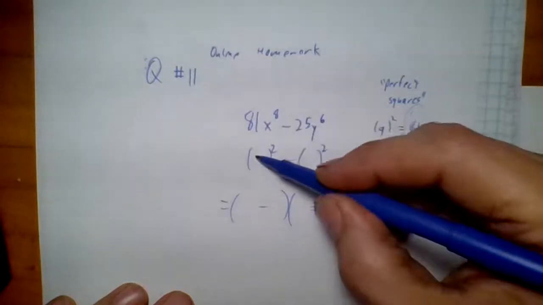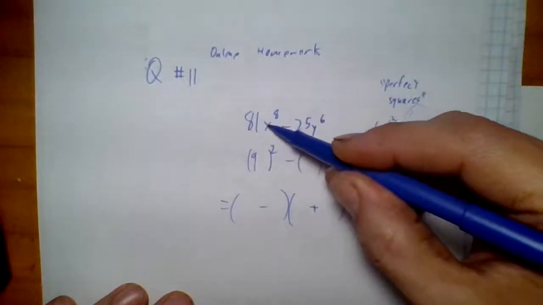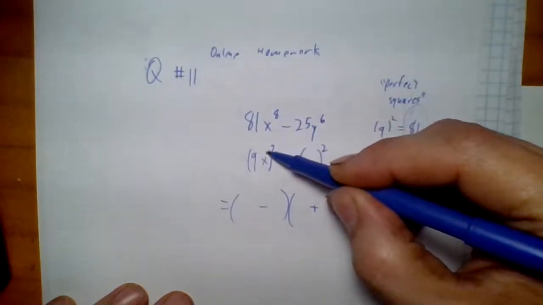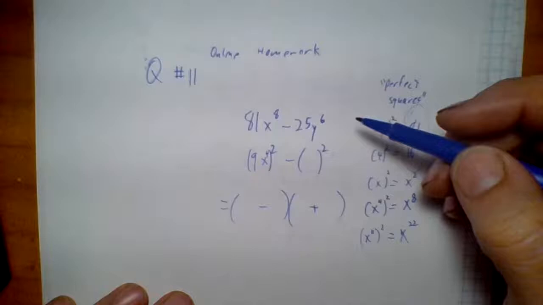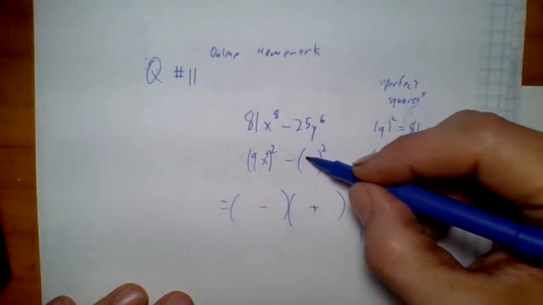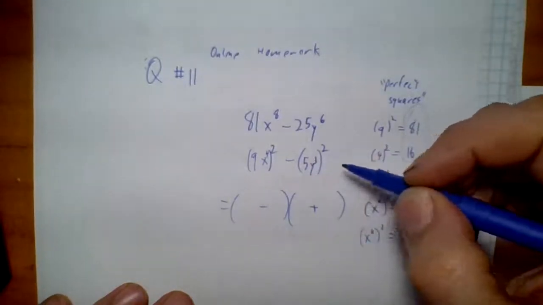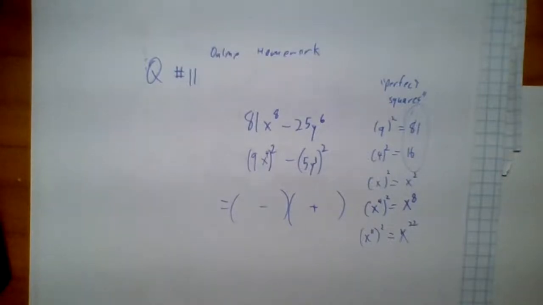Something squared is 81. This is going to be 9. Something squared is x to the 8th. This has got to be x to the 4th. And then this is 5y to the 3rd squared right there. So those are the pieces that I'm looking at.